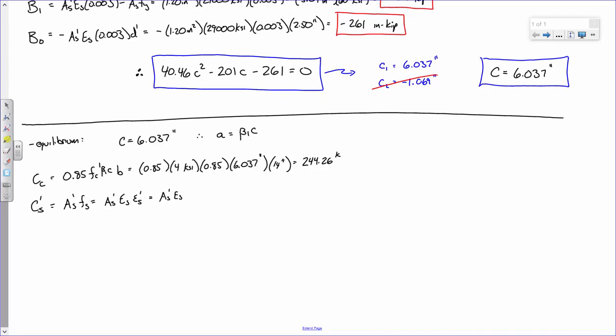What is the strain? How do we compute that? 0.003. Yep. There you go. Boom. So we have 1.2 square inches, E is 29,000 ksi, 0.003, (6.037 minus 2.5) over 6.037.